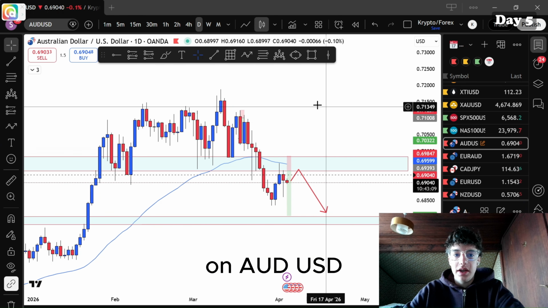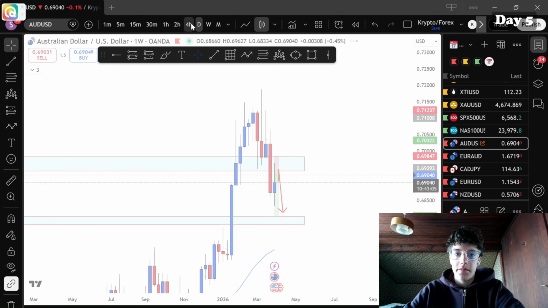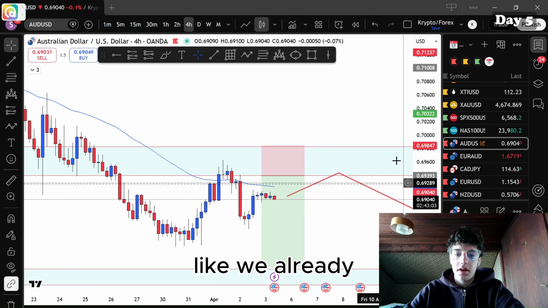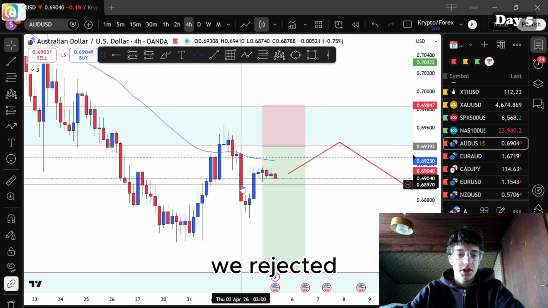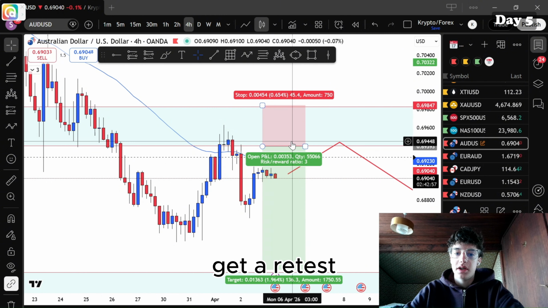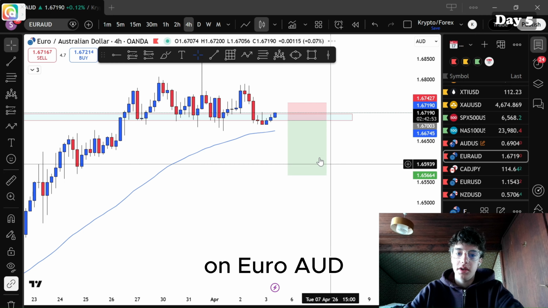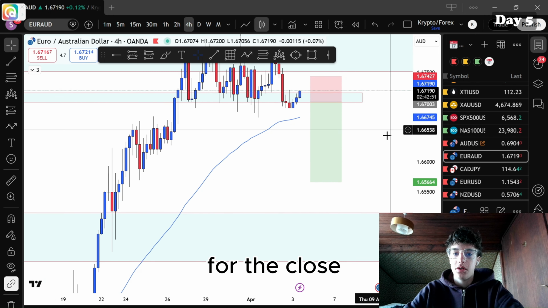As you can see on AUD USD, we are still waiting for the same trade. Nothing really happened. We already got a push to the downside. We rejected this area of interest already, but we can still get a retest to then send to the downside if we get that. On Euro AUD, we are still waiting for the close under.